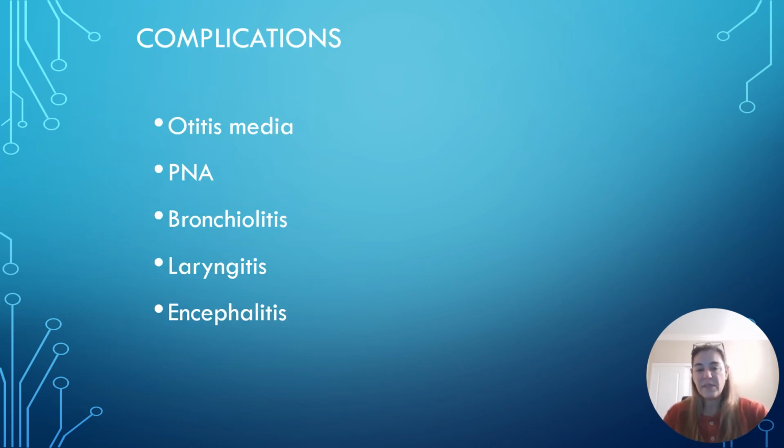Complications of measles can include otitis media. They can get pneumonia, bronchiolitis, laryngitis, or encephalitis, which is a severe complication. Again, I think we've seen a couple of patients that have come in with encephalitis. It just means that the brain is swelling. It's going to affect their cognitive function and their motor function. So we want to prevent these complications, and we prevent them through vaccines.